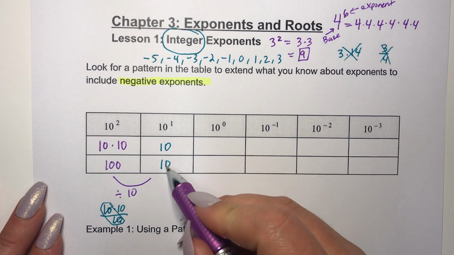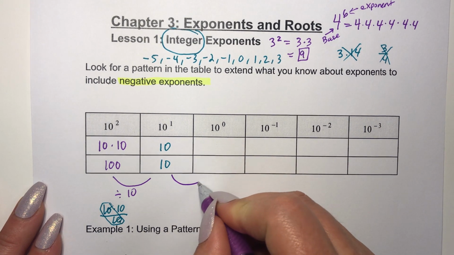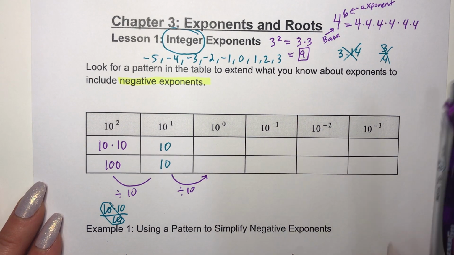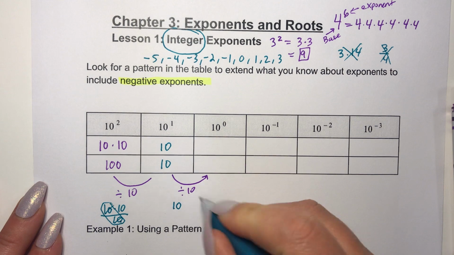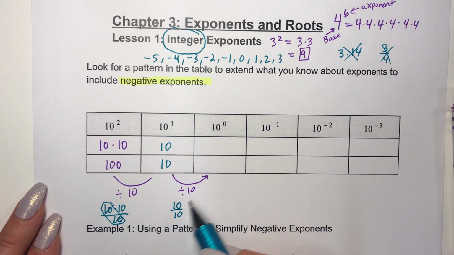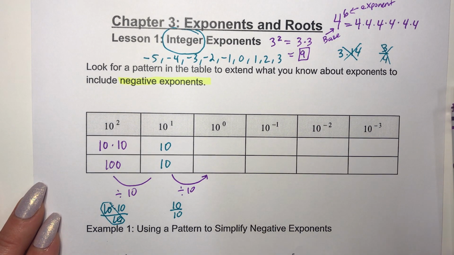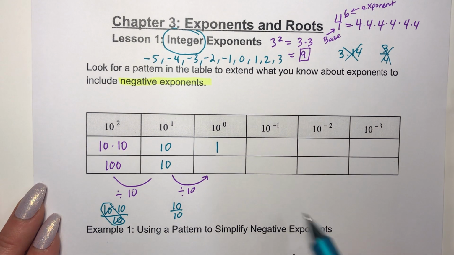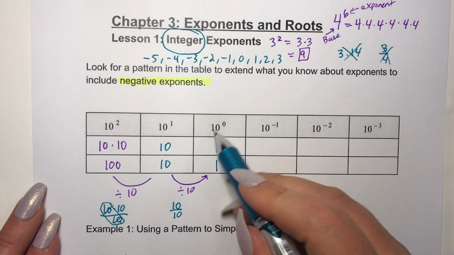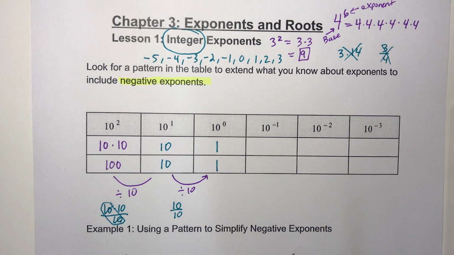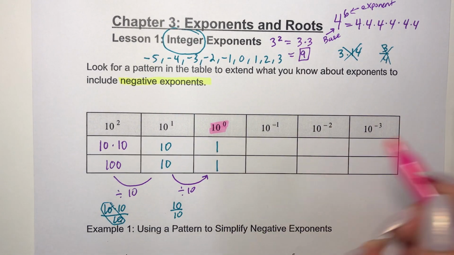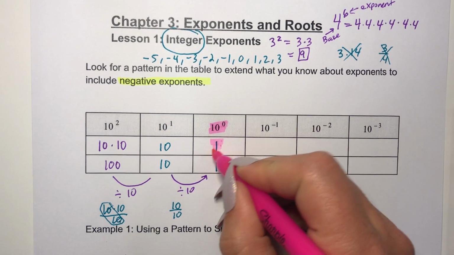Then we're going to divide this by 10. So that means we have 10 divided by 10, and 10 divided by 10 is just 1. And that's what this is. 10 to the 0th power is 1. It's the same thing as 1. That's really, really super important to remember. Anything to the 0th power is equal to 1.